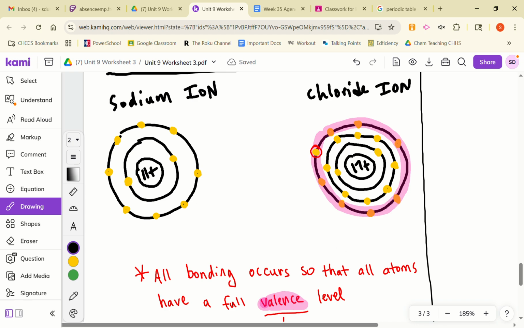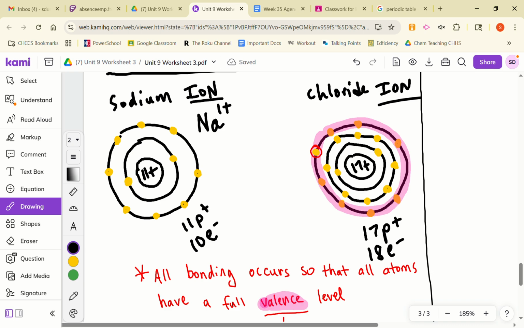The reason we have ions now is because the number of positives and the number of negatives are not equal. Here we have 11 positive protons. We just lost an electron, so now we have 10 negative electrons. So this is sodium 1 plus. Over here, we have 17 positive protons and 18 negative electrons because it gained that electron, which means that this is chlorine 1 minus. So now we've just created ions.